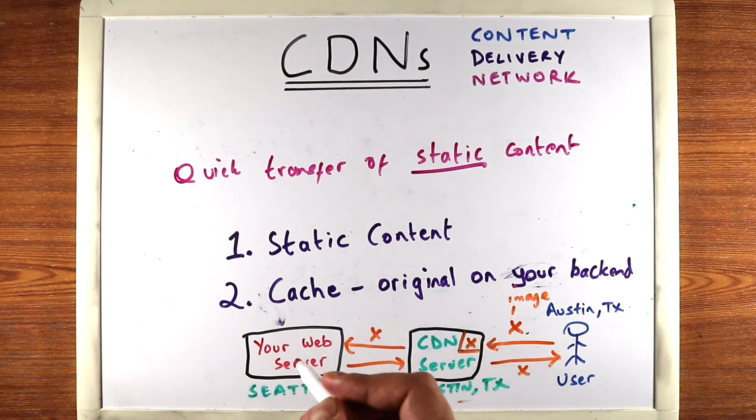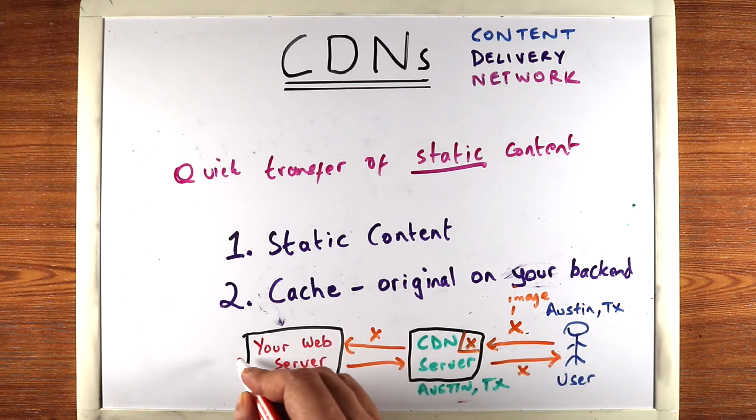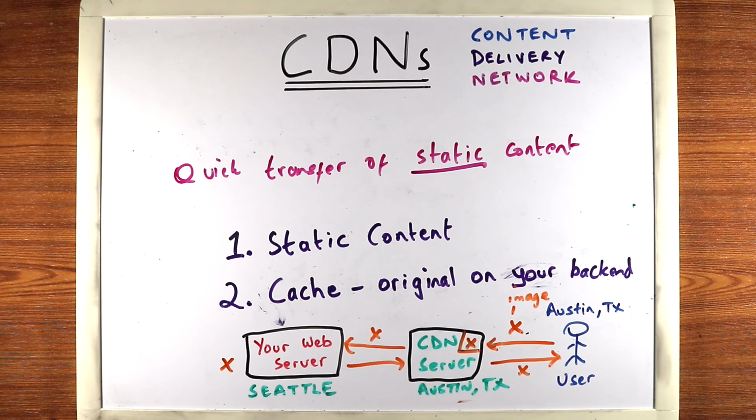So the web server always needs to have the original image in its database or storage, right? Because the CDN is only used to speed up performance. It's not used for the actual persistent storage.